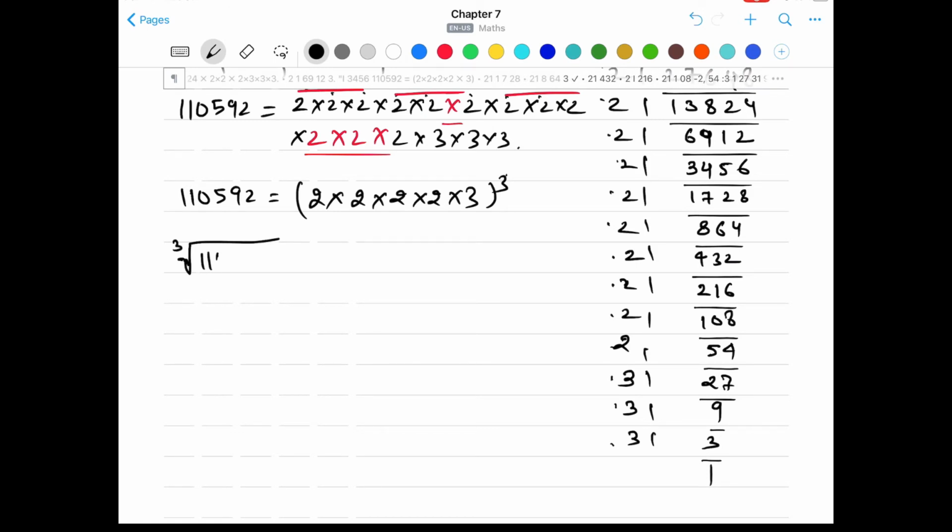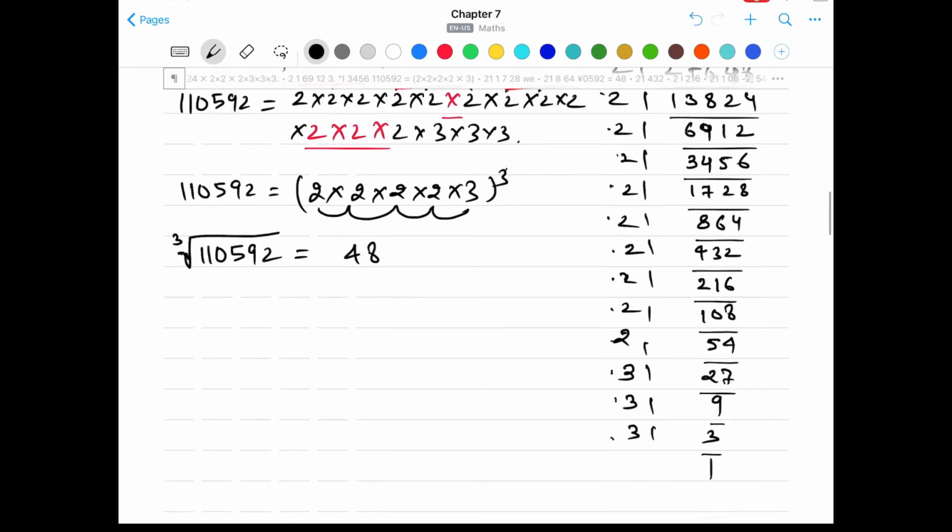of 110592 equals, let's multiply the numbers. 2 into 2 is 4, 4 into 2 is 8, 8 into 2 is 16, 16 into 3 is 48. Okay, so the cube root of this number is equal to 48. I hope you've understood now.